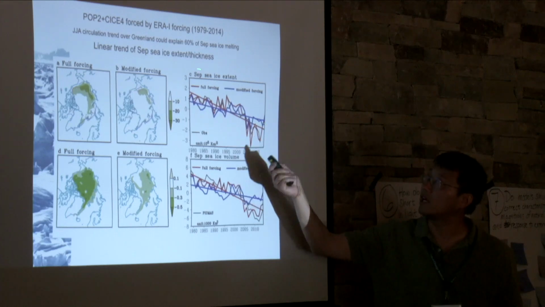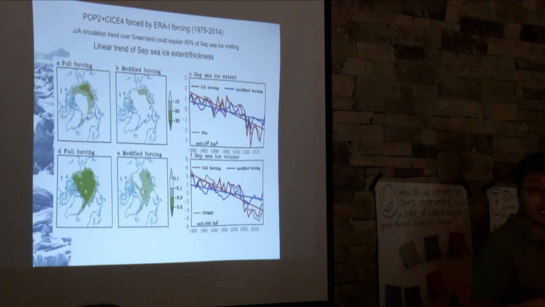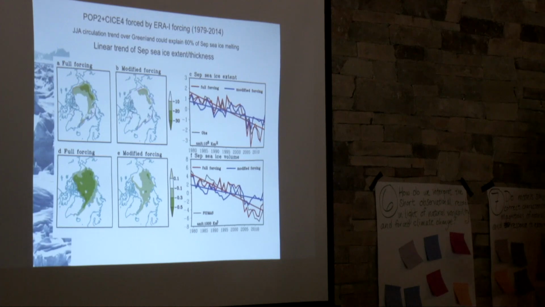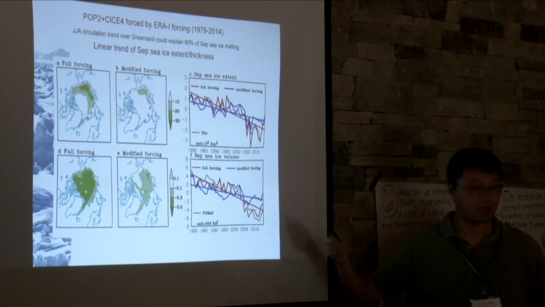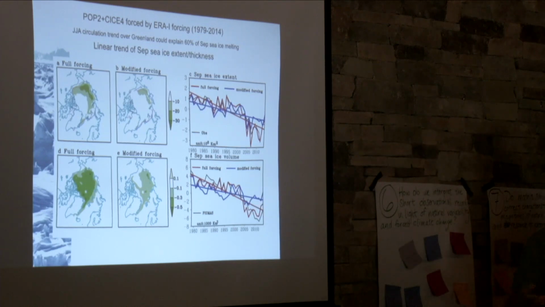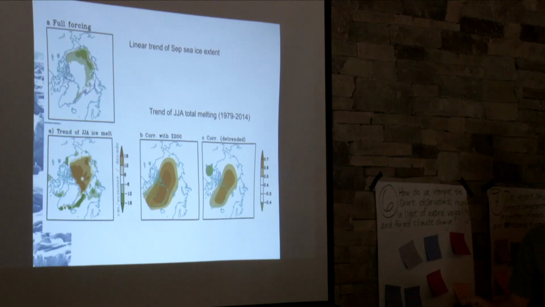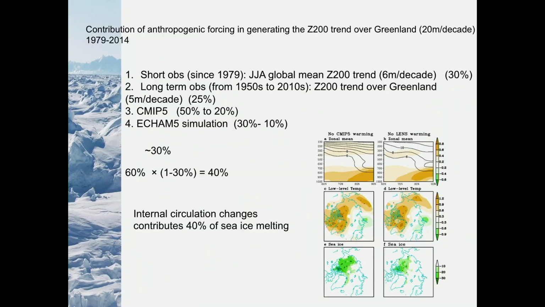So we argue circulation alone can explain 60% of the sea ice melting in September. This 60% is due to this circulation change. And this is the volume change, still about 60% due to this circulation forcing. And so I want to skip here, it's the melting.